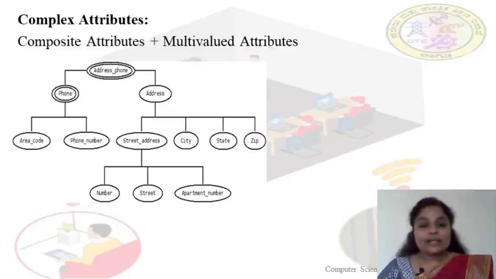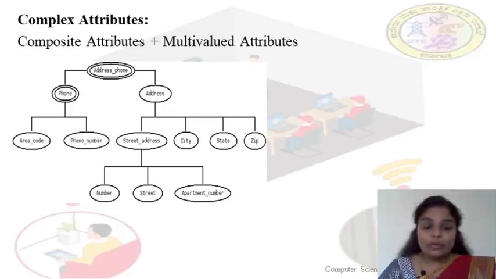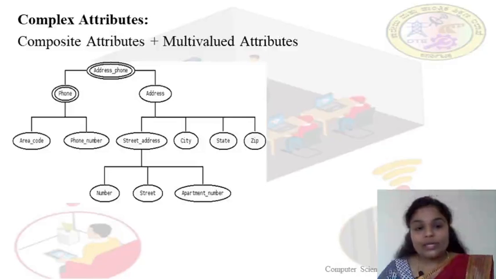Okay. In this example, I am saying even phone is a complex attribute. I am saying only the phone. I am still explaining only phone. I have not yet reached address phone. Even phone, is it a complex attribute?